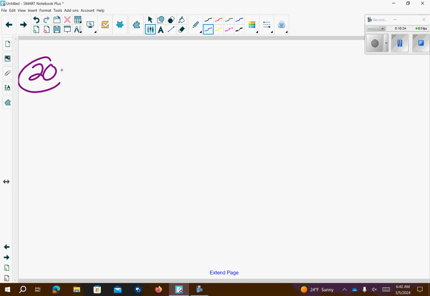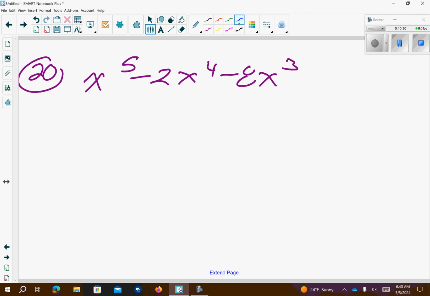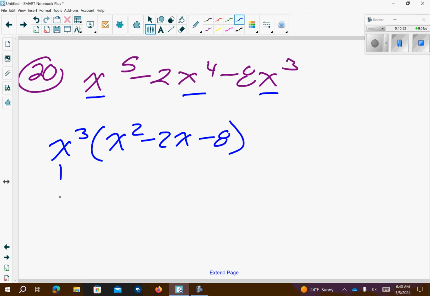Number 20, I have x to the fifth minus 2x to the fourth minus 8x to the third. Looking at it, I see they all have an x. How many x's can I factor out of all three? I can factor x to the third. If I factor x to the third out of x to the fifth, that leaves me x squared minus 2. If I factor x to the third out of x to the fourth, I'm left with x. If I factor x to the third out of negative 8x to the third, I get negative 8. So this is my greatest common factor, so let's bring this down.